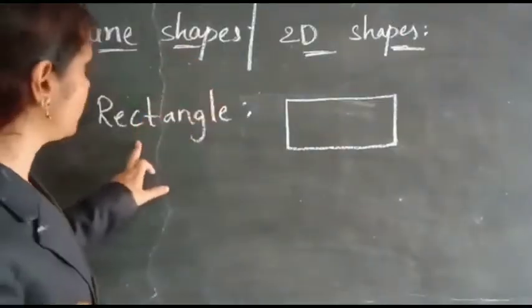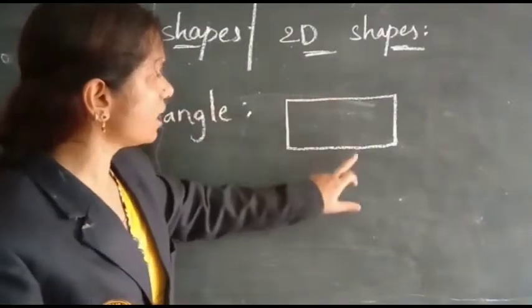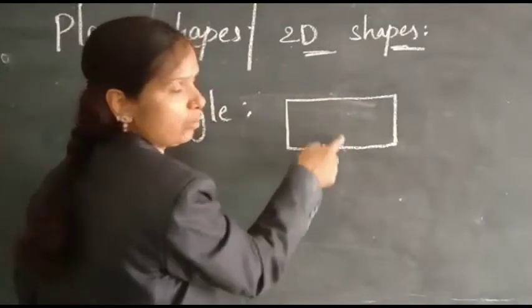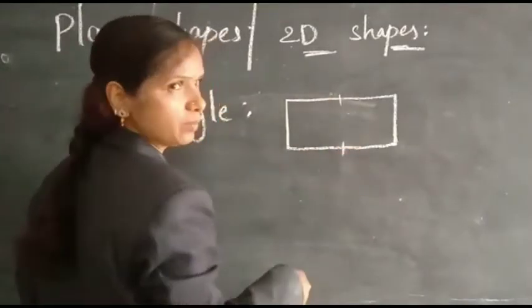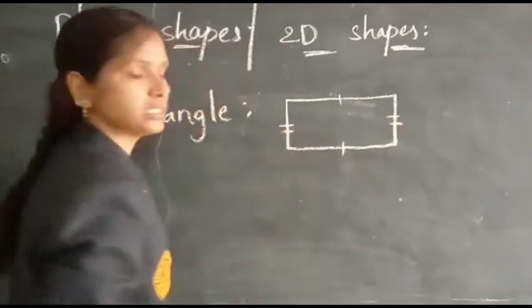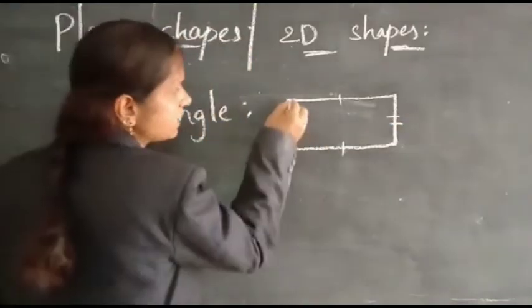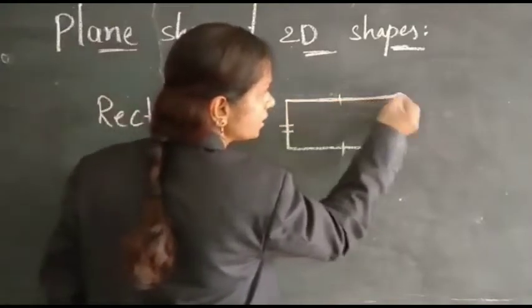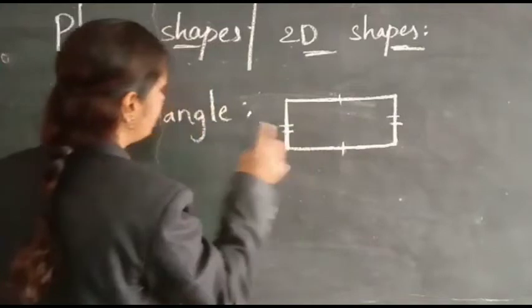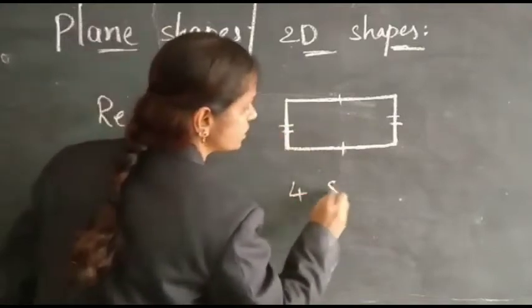Next plane shape is the rectangle. A rectangle also has four sides, and the opposite sides should be equal. This side should be equal, and this side should be equal. So this is a rectangle, and it has four sides: 1, 2, 3, and 4. Means a rectangle has four sides.